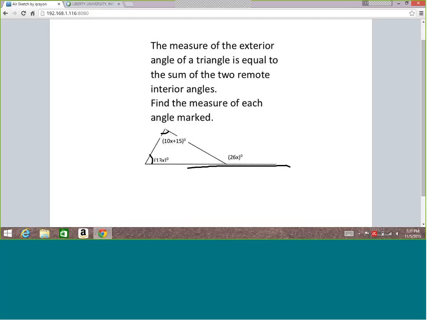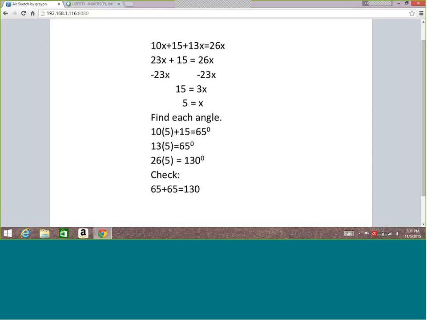So again, when you solve for x, you're not done. You have to take your answer for x and put it into each of these expressions to find each angle measure. Okay, so I add the 10x plus 15 plus 13x. Those are the two interior angles, because the 10x plus 15 is one of them, 13x is the other one, and then it equals the exterior angle of 26x. On the left-hand side, I have a 10x and a 13x, and I can add them together and get 23x. And then I decided to move the x terms to the right, so I'm going to subtract 23x from both sides, which gives me 15 equals 3x, so x is 5.